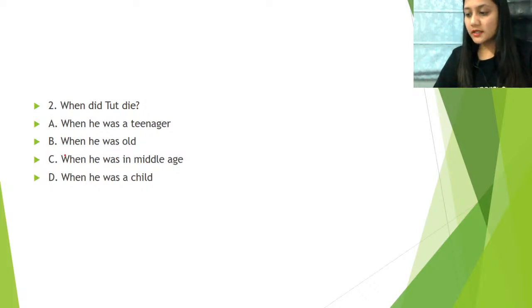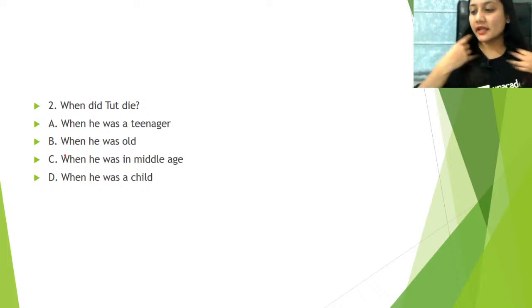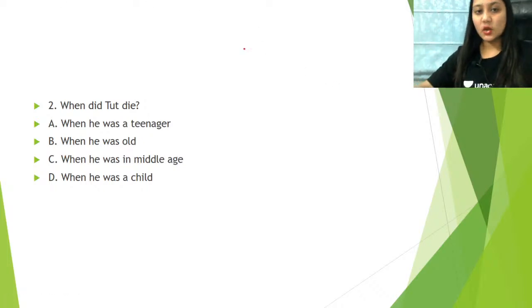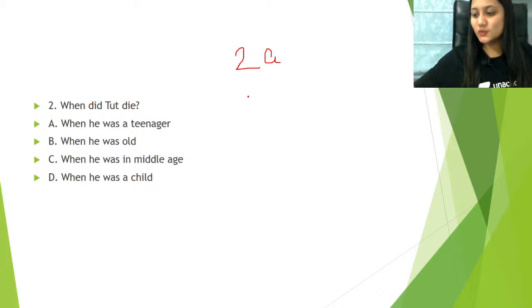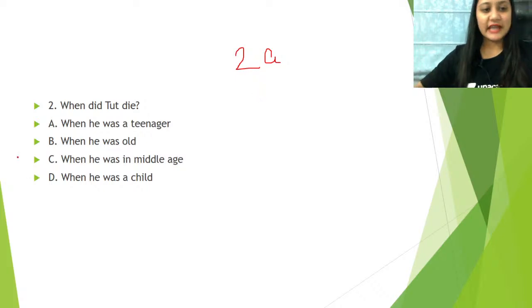Nidhi is going with the second A, when he was a teenager. Nayan is with A. Hey Nayan, I would request that you kindly mention the question number as well. That is how you need to answer this. Okay, Ayush, Ankit, entrepreneur, Soumya, Sujal. Perfect, guys, perfect. That is when he was simply a teenager.